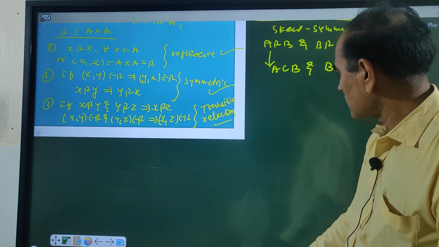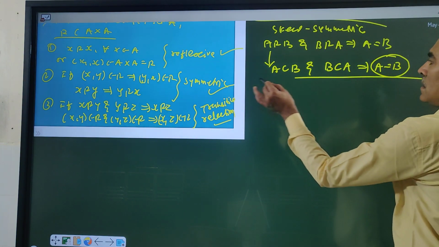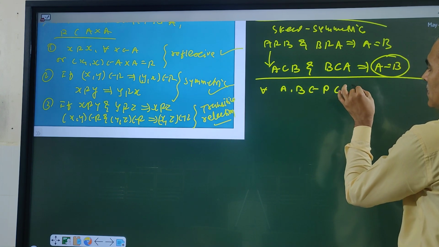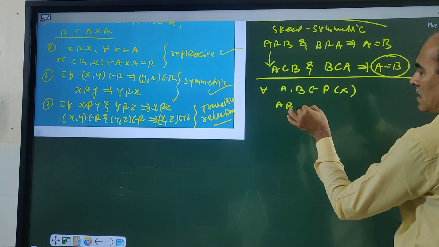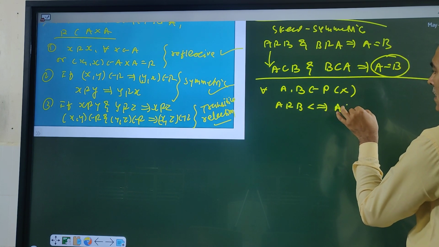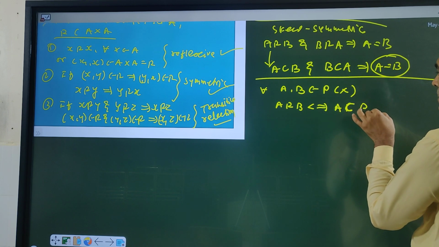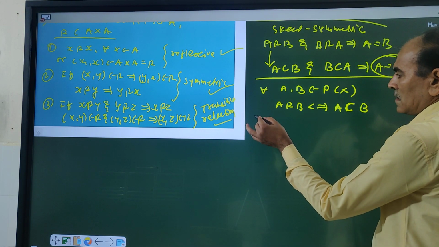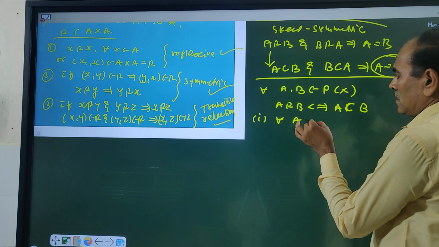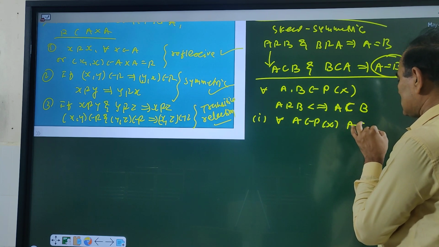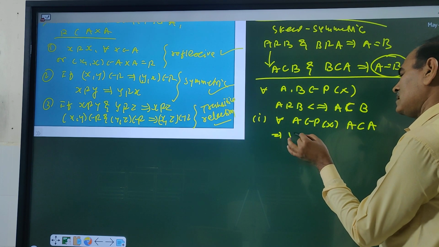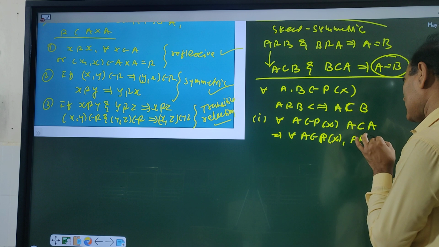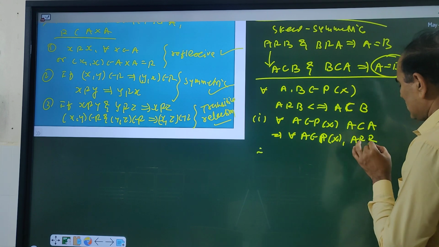Now see, here for all A, B belongs to P of X, A R B if and only if A is a subset of B. Now see, first one, for all A belongs to P of X, A is a subset of A. This implies for all A belongs to P of X, A R A, and therefore R is reflexive.